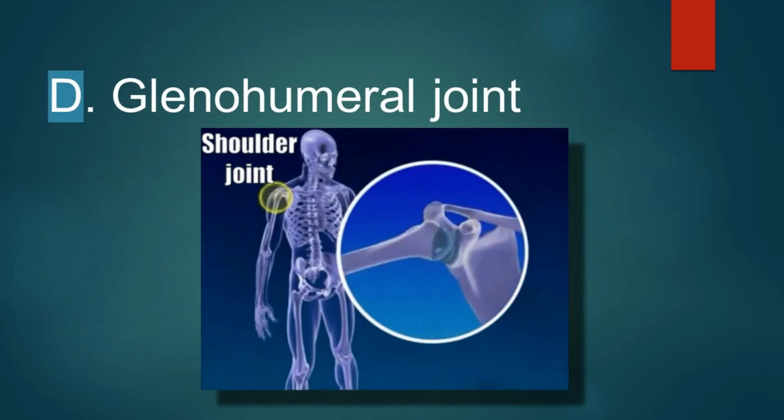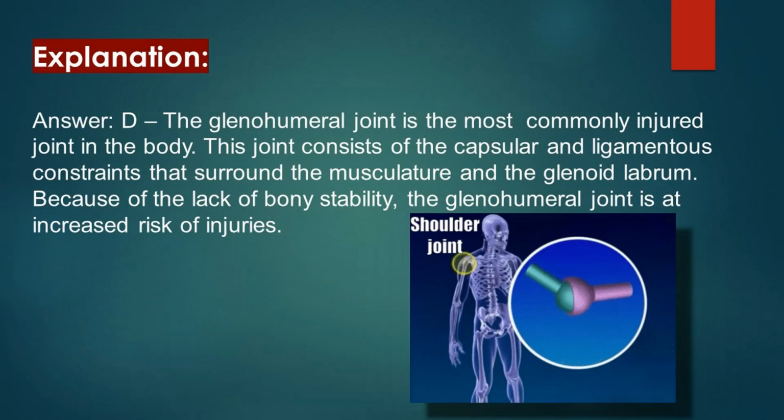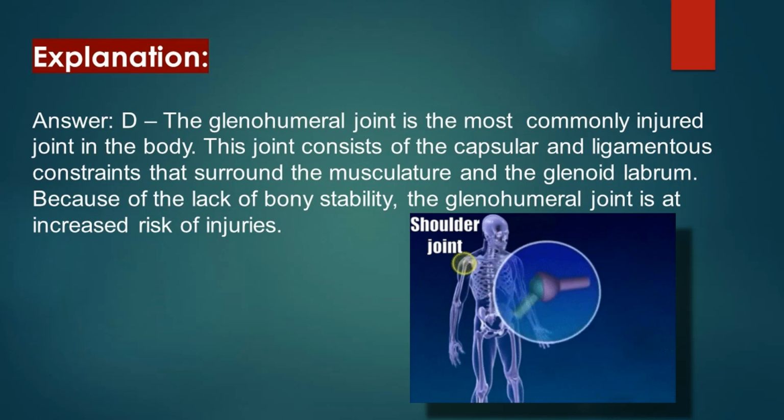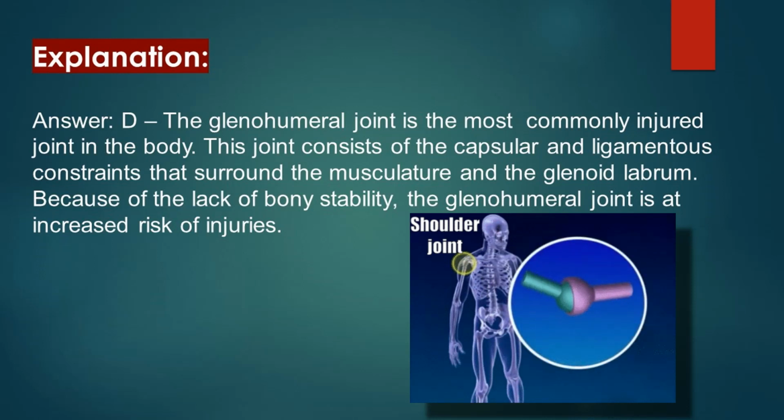And the explanation we have, the glenohumeral joint is the most commonly injured joint in the body. This joint consists of the capsular and ligamentous constraints that surround the musculature and the glenoid labrum. So because of the lack of the bone stability, the glenohumeral joint is at increased risk of injuries. So let's see the MCQ number 24.